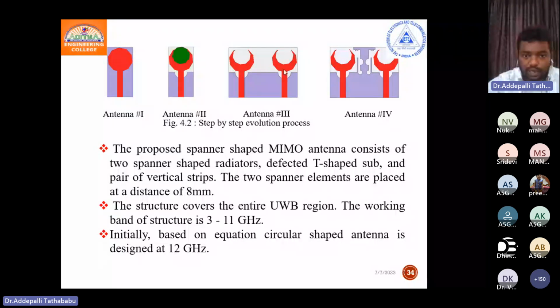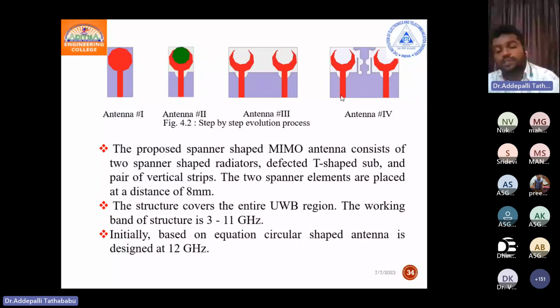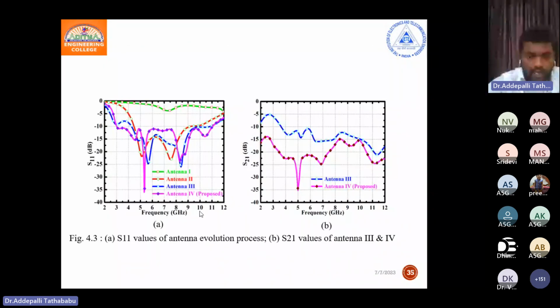So then 2 antennas are placed here, but isolation is very poor here. That's why I have placed one stub in between 2 antenna elements, so that I got the same bandwidth that covers the ultra wide band, and isolation is very high. So here you can see antenna 1 is here, antenna 2 is here. You can see here antenna 1 and antenna 2 and antenna 3 and antenna 4. So finally the antenna 4 is working from 3 to 11 gigahertz.